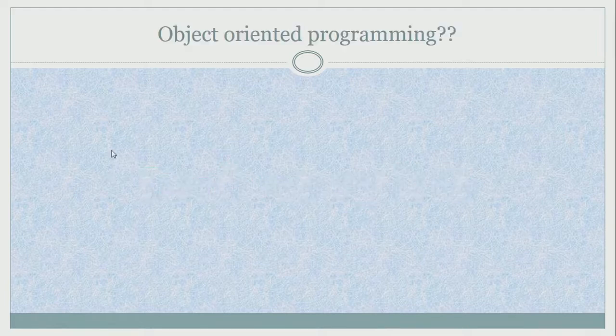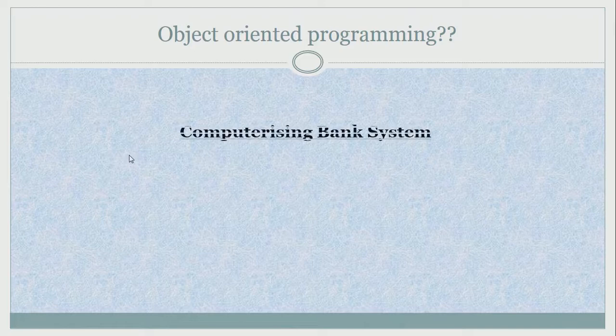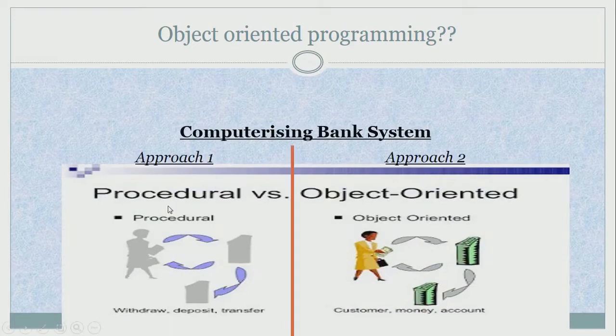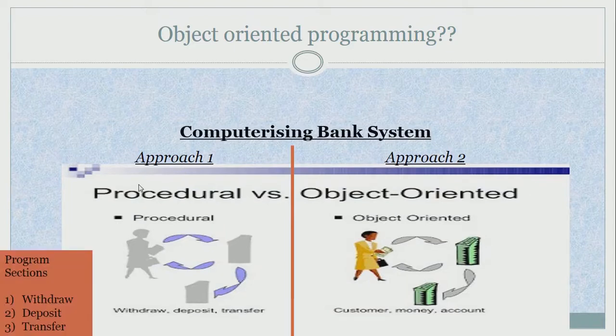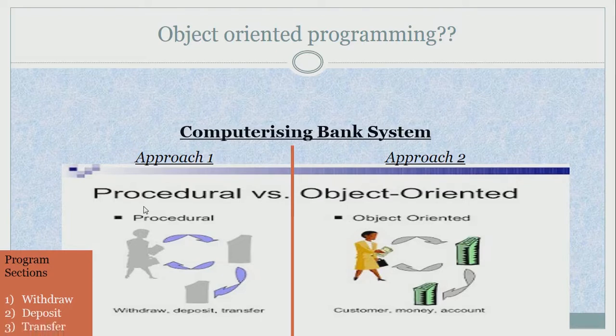So, to understand object-oriented programming, we look at this example. Suppose we have to computerize our banking system, and we have two methods to do so: the procedural approach and the object-oriented approach. In the first, procedural approach, we will divide the program into different sections based on the functions in the system. For example, the C++ program has a separate section for the withdraw function that deals with money withdrawal, a separate section for deposit that deals with money deposit, and a separate function for transfer that deals with money transfer.